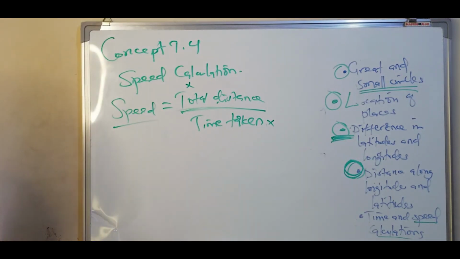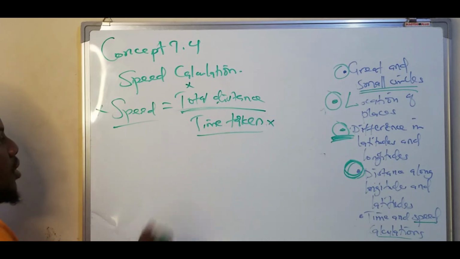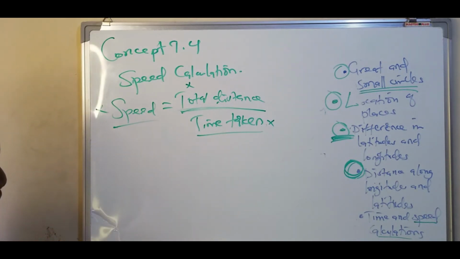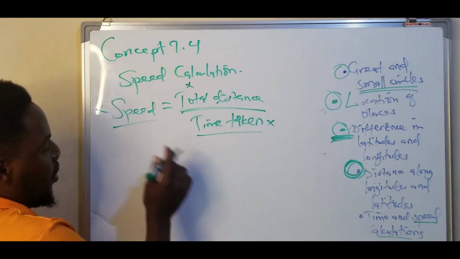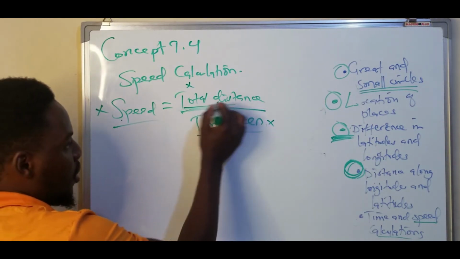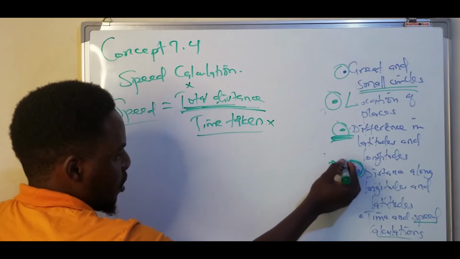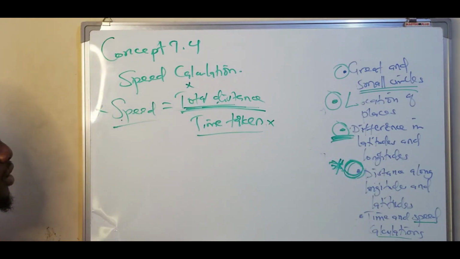The time taken is usually given, unless they give you the speed so that you calculate the time taken. But if they give you the time taken, and they want you to calculate the speed, you need to calculate the distance on your own using the concept that we talked about.